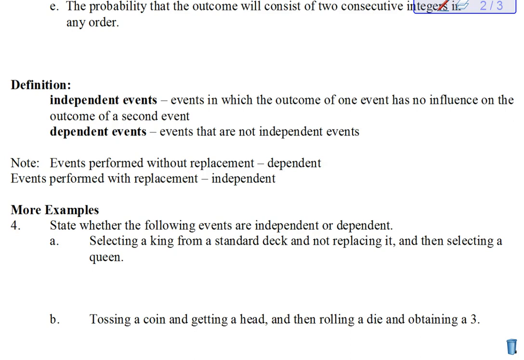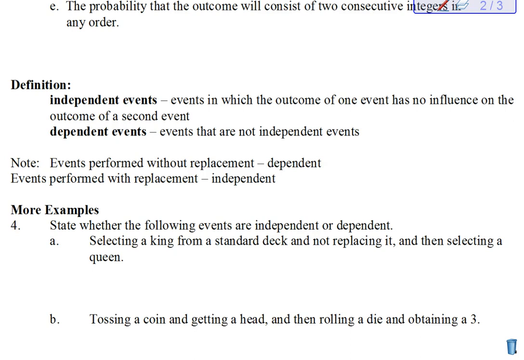Dependent events are events that are not independent. So for example, if I think about the candy that we talked about. If I reach in and grab a piece of candy out of a bag and then I go back to reach in again, that bag has changed. My second draw is dependent on my first draw. Those would be dependent events. It says, note, events performed without replacement are dependent. Events performed with replacement are independent.